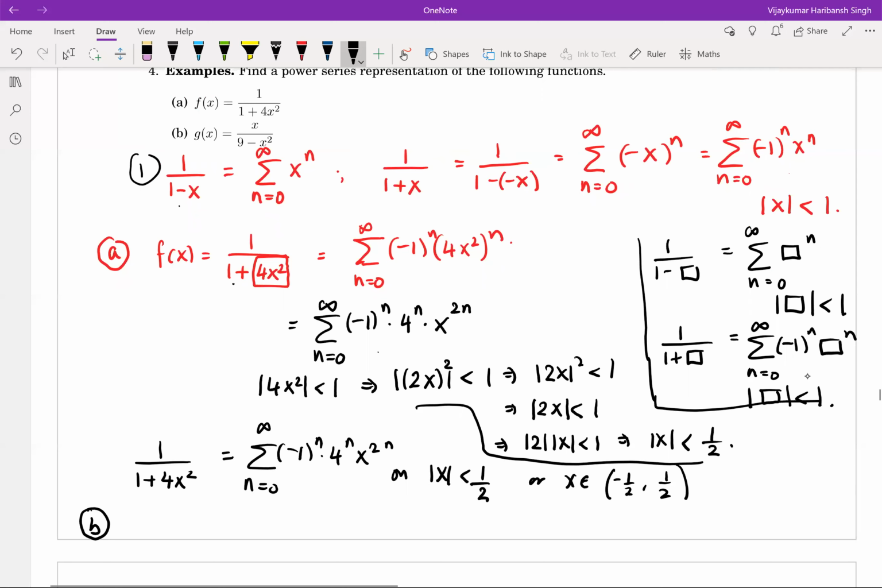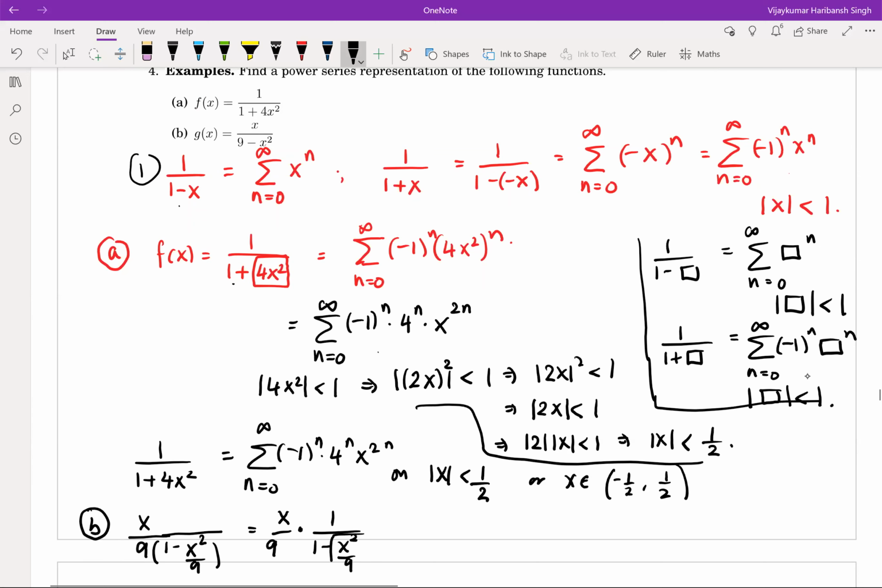So problem B, we have g of x equal to this guy. So first we'll again do the construction out of 1 upon 1 minus x. So first let's write that in this form. So note that this can be written as x upon, take 9 common, what is left in the bracket? 1 minus x^2 by 9. This is going to be x upon 9 outside multiplied by 1 upon 1 minus x^2 by 9.